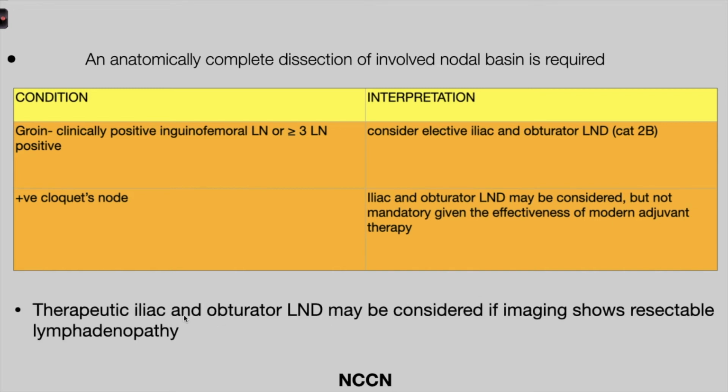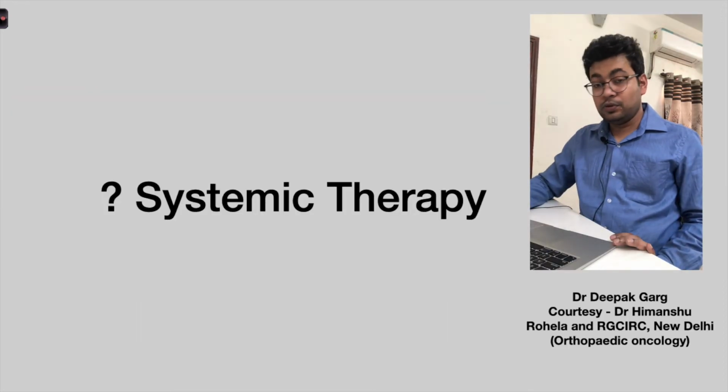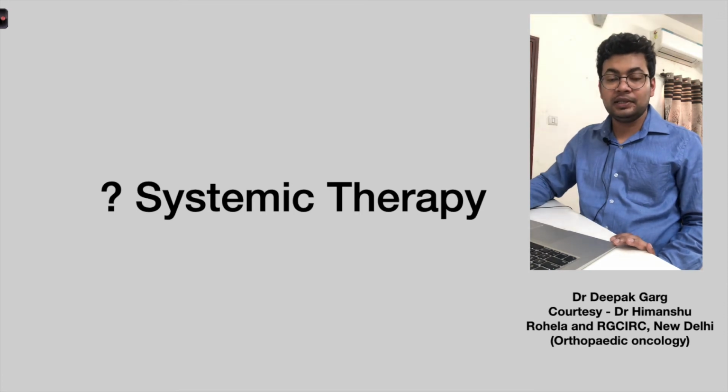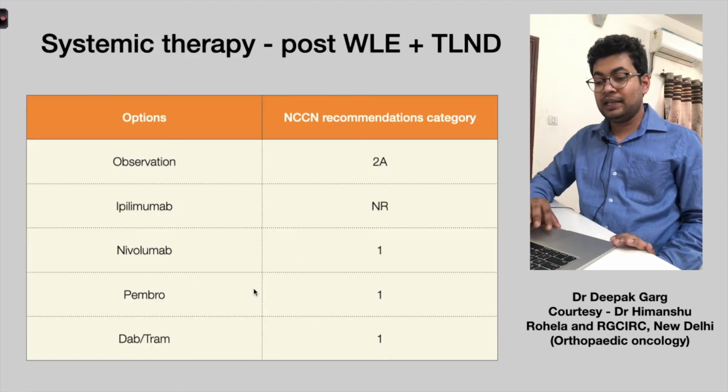According to the NCCN, therapeutic iliac and obturator lymph node dissection may be considered if imaging shows resectable lymphadenopathy. So what kind of systemic therapy should we give in these patients, or should we not consider systemic therapy? This is a chart from the NCCN. For patients post wide local excision and therapeutic lymph node dissection, they give category 1 to nivolumab, pembrolizumab, dabrafenib and trametinib. These are the drugs which can be considered in patients post wide local excision and therapeutic lymph node dissection.